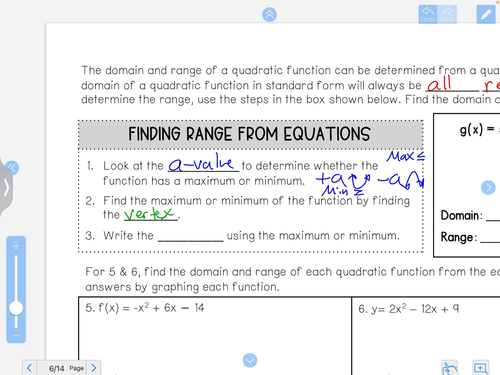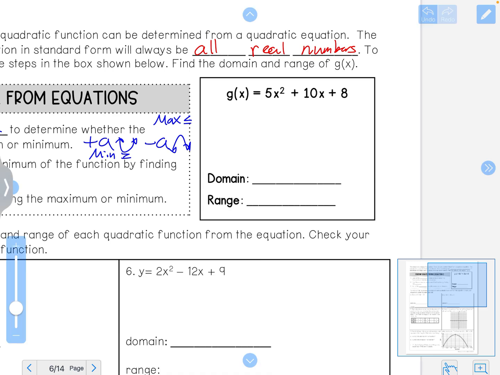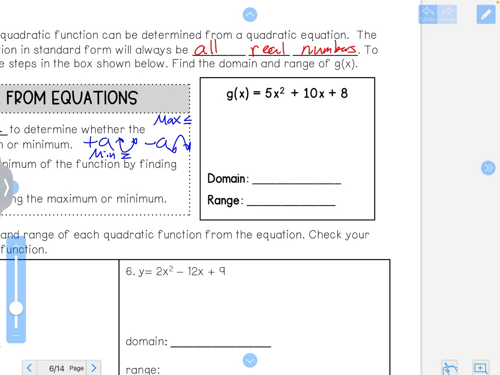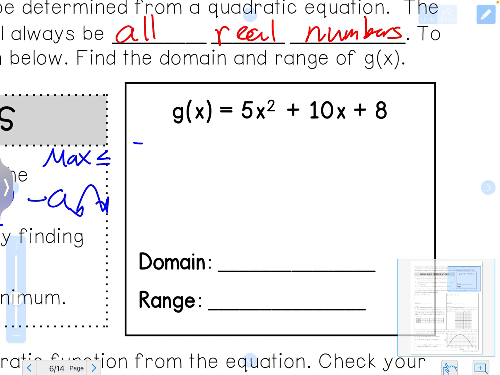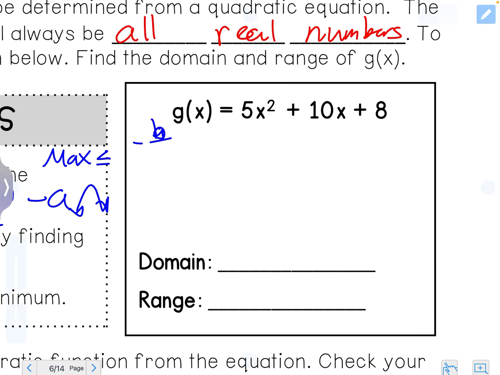And then we're going to write our inequality using the maximum or the minimum. So if we remember, we know how to find the x value of our vertex by doing negative b over 2a. And then we can plug that in to find our y value. Again, we said our domain is always going to be all real numbers.